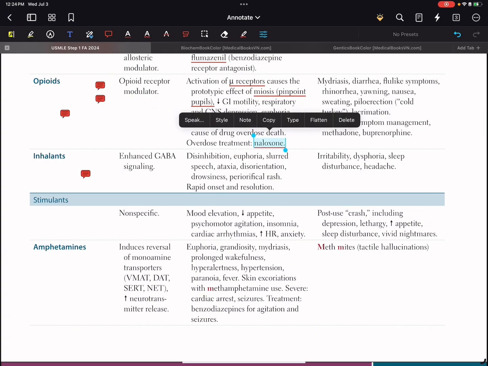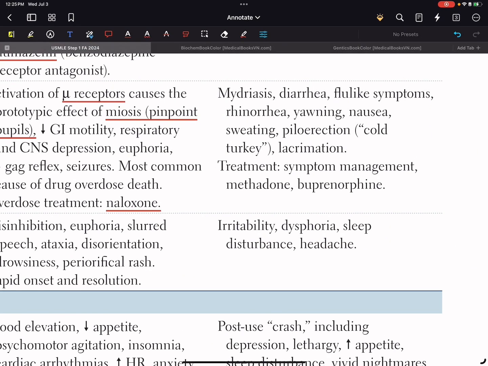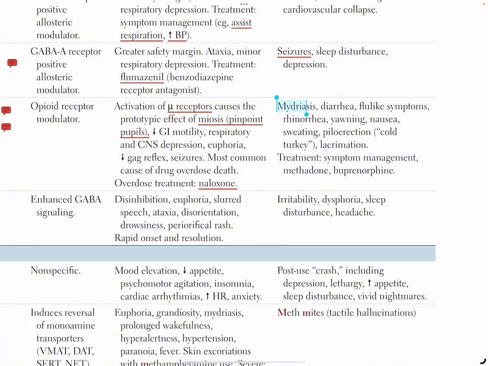Then we have mydriasis, diarrhea, flu-like symptoms, rhinorrhea, yawning, nausea. These are the withdrawal. Withdrawal of opioid will be the opposite of miosis, mydriasis, and diarrhea. Okay, because mu receptors cause respiratory and CNS depression, euphoria. Diarrhea, flu-like symptoms, rhinorrhea, yawning, nausea, sweating, piloerection, cold turkey, lacrimation. Treatment: symptom management, methadone and buprenorphine.